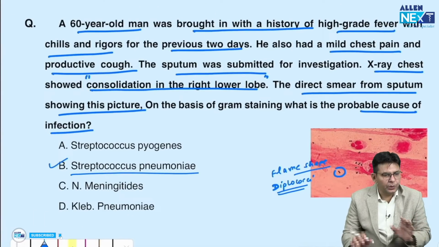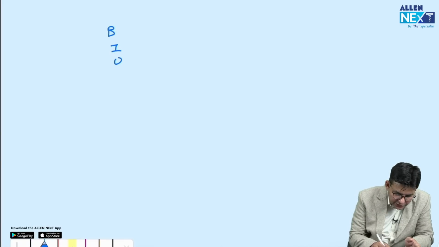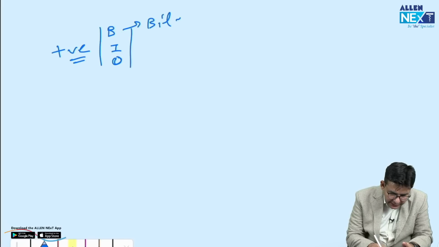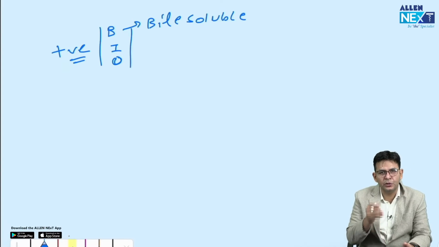Another thing which you need to know here in this particular question is this mnemonic. This mnemonic, I think, can definitely be asked, and that is BIO. Okay, and what is there in the BIO? B is bile soluble. Okay, we are talking about pneumococcus. Pneumococcus is P for P.